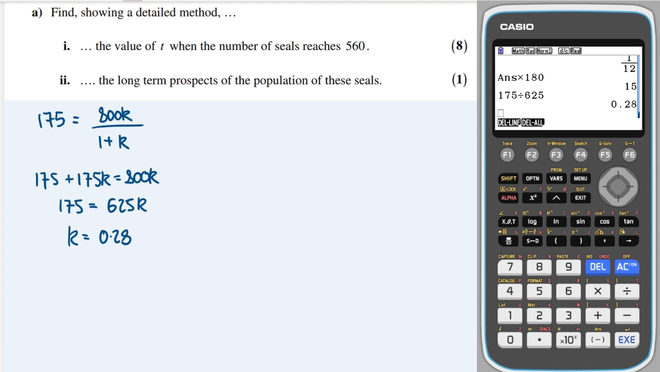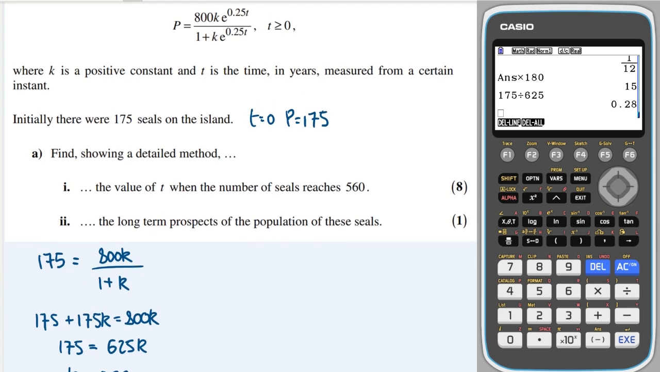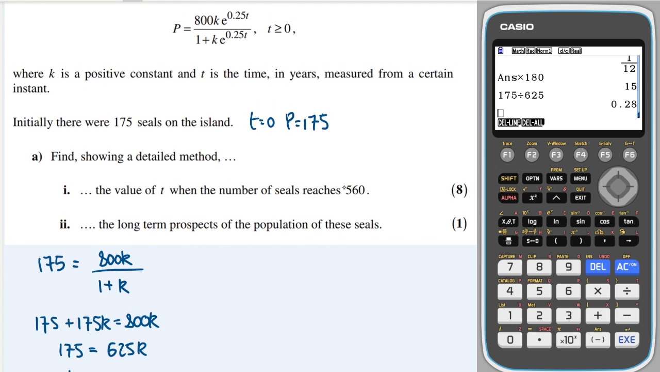Okay, and now we need to use that equation when the P value is 560. So that gives me 800 times 0.28 e to the 0.25t, all over 1 plus 0.28 e to the 0.25t. Great.